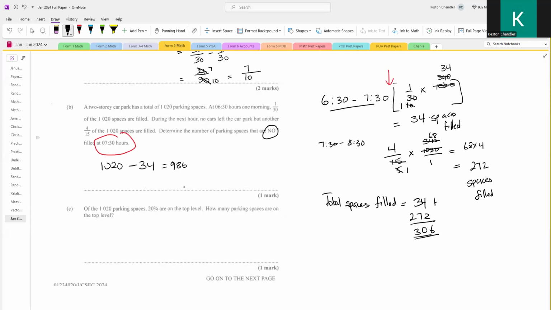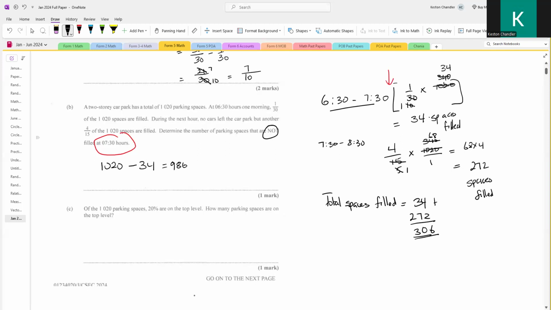Of the 1020 parking spaces, 20% is in the top level. How many parking spaces are on the top level?